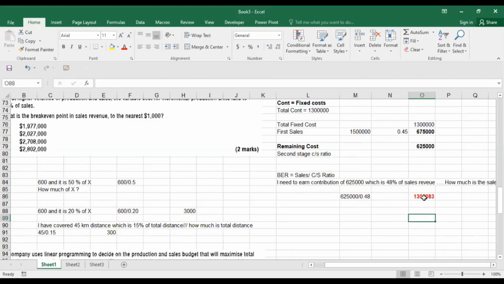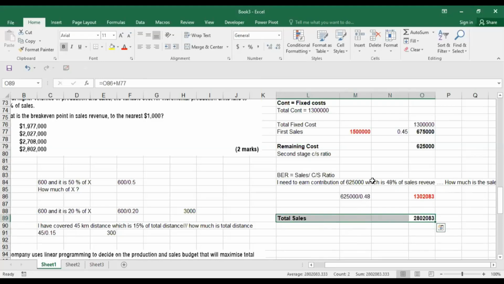So now this is your second stage of sales with 48% of contribution. This was your first level of sales, 1.5 million. So the total sales will be this plus this, which is 2.8 million. Understand?